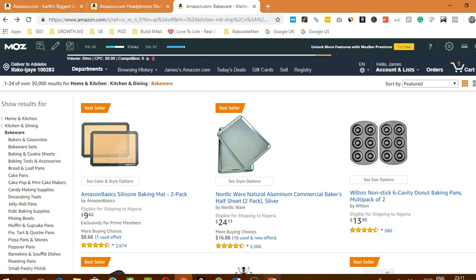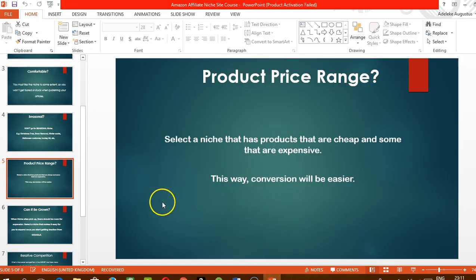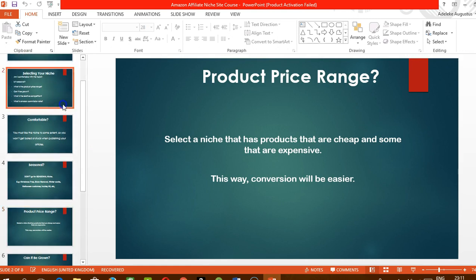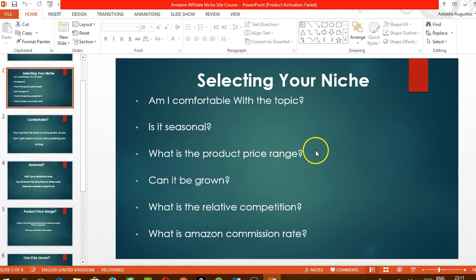Three factors that we've considered so far. Number one, we've considered the fact that you are comfortable writing about it. Number two, it is not seasonal. Number three, the price range for the products in that niche, they are cheap ones and they're expensive ones. Now, can it be grown? This is the fourth question you want to ask.